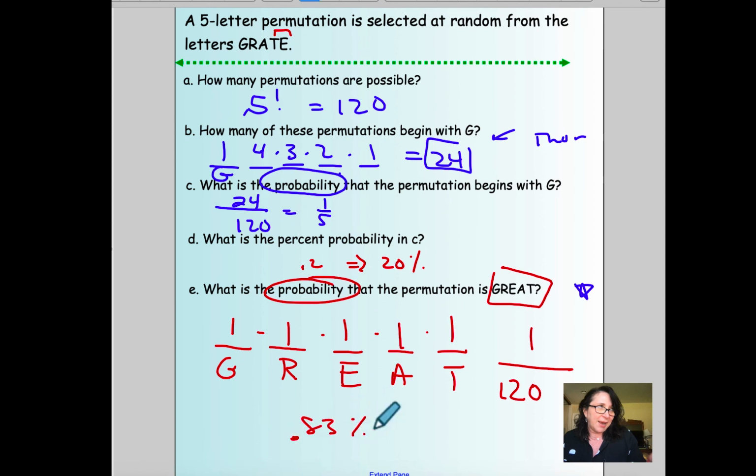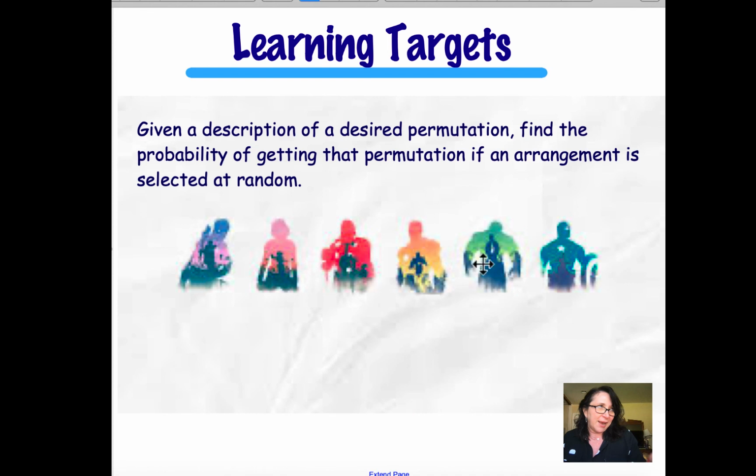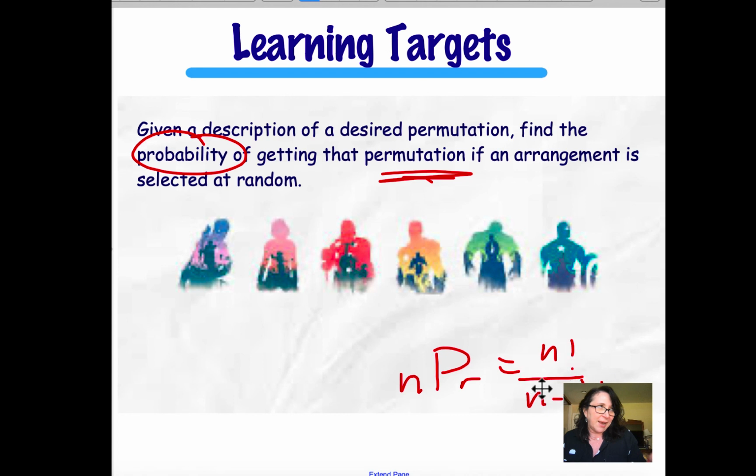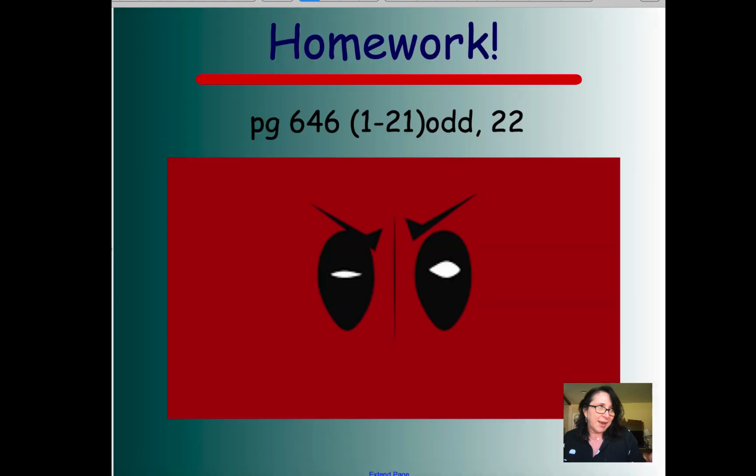Okay, all right. So given a description of a desired permutation, we did find the probability. We also learned about permutations and their very cool formula nPr, which is n factorial over n minus r factorial. And this is about arrangements selected.